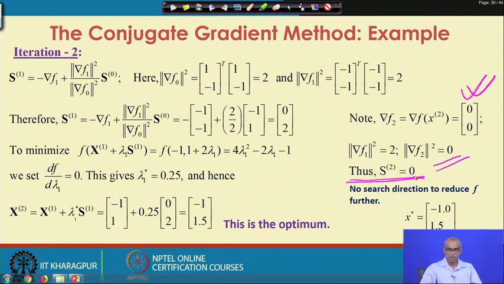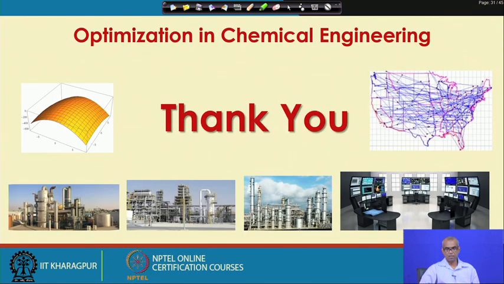So, it shows that x 2 equal to (minus 1, 1.5), that means x 1 equal to minus 1 and x 2 equal to 1.5, is the optimal solution. This is how the conjugate gradient method works. We had a 2 variable quadratic function, and we could get the optimal point in exactly 2 iterations. With this, we stop our discussion on the conjugate gradient method here.